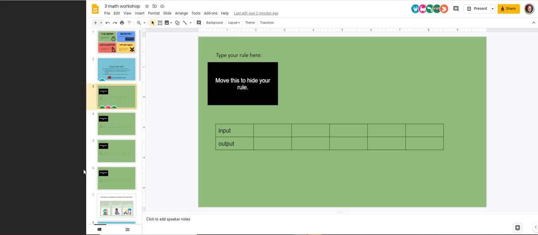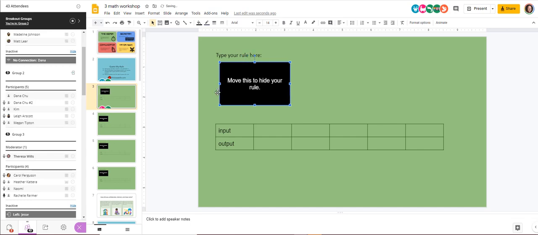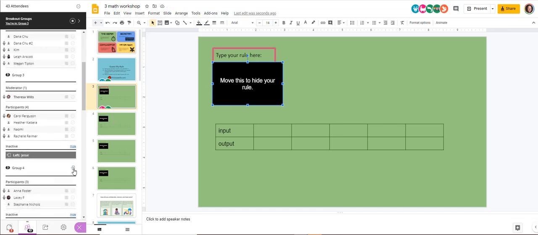Slide 2 says Guess My Rule in blue. That makes more sense. I repasted it again in the chat. So if you click on that link, that will take you to group 3. Okay. Thank you. Let me get that.